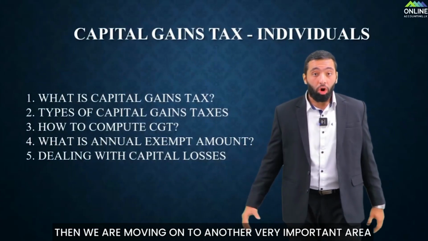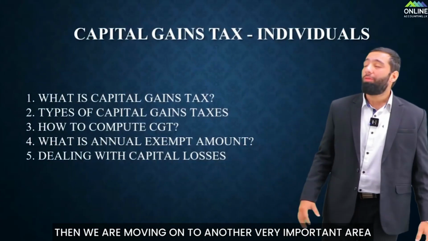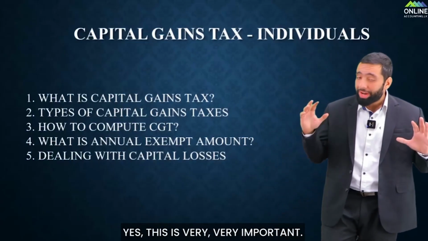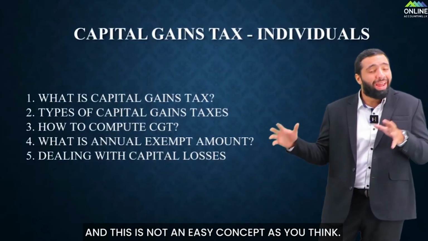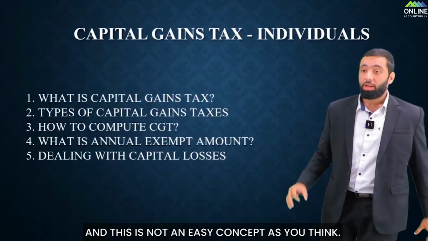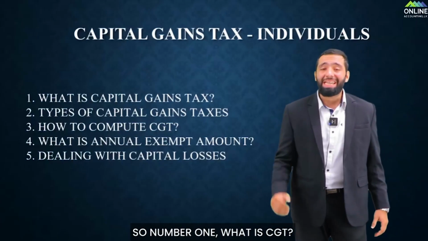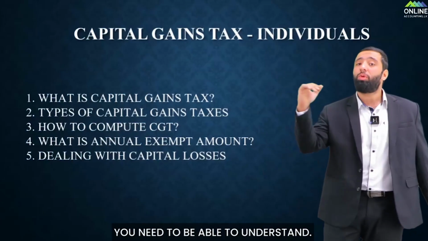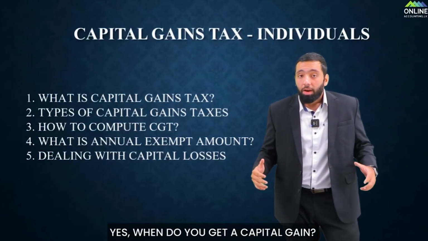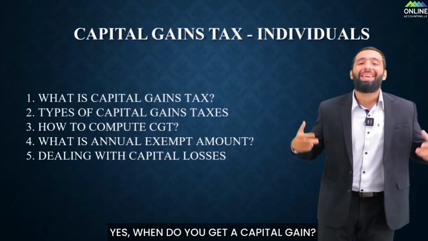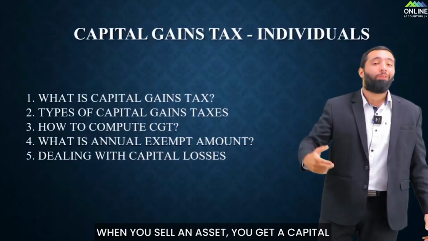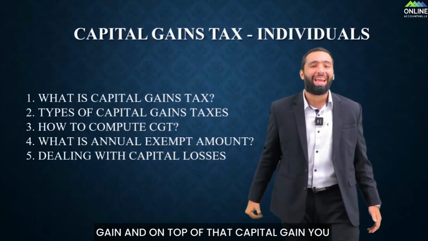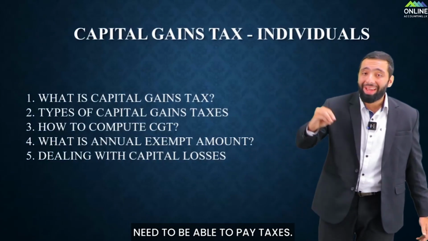And then we are moving on to another very important area, which is capital gains taxes related to individuals. This is very, very important, and this is not an easy concept as you think. So number one, what is CGT, capital gains tax? From the words themselves, you need to be able to understand. When do you get a capital gain? By selling an asset. When you sell an asset, you get a capital gain, and on top of that capital gain, you need to pay taxes.